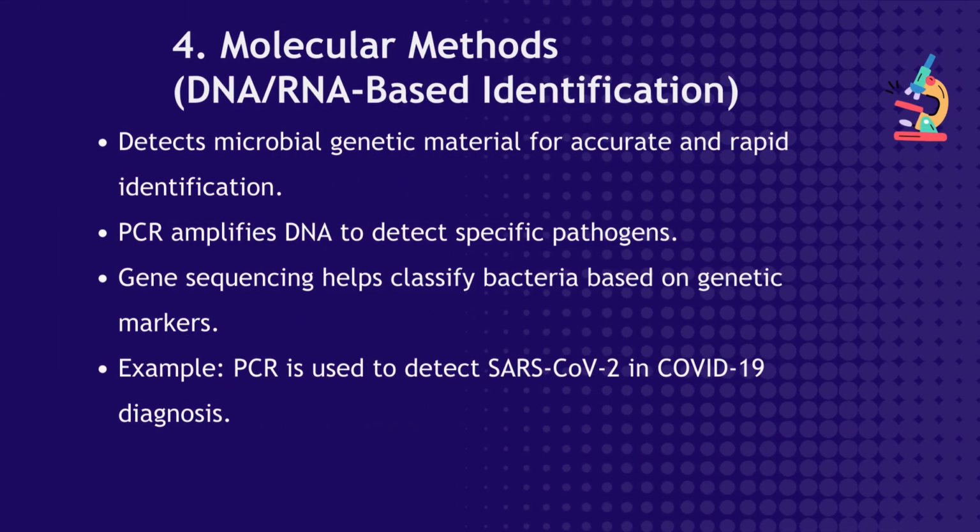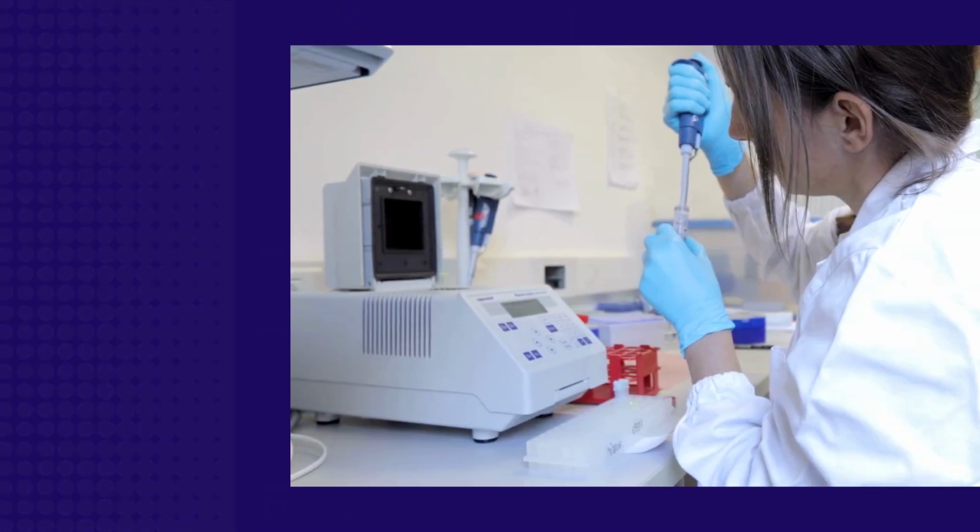Molecular methods, DNA/RNA-based identification. Detects microbial genetic material for accurate and rapid identification. PCR amplifies DNA to detect specific pathogens. Gene sequencing helps classify bacteria based on genetic markers. Example: PCR is used to detect SARS-CoV-2 in COVID-19 diagnosis.